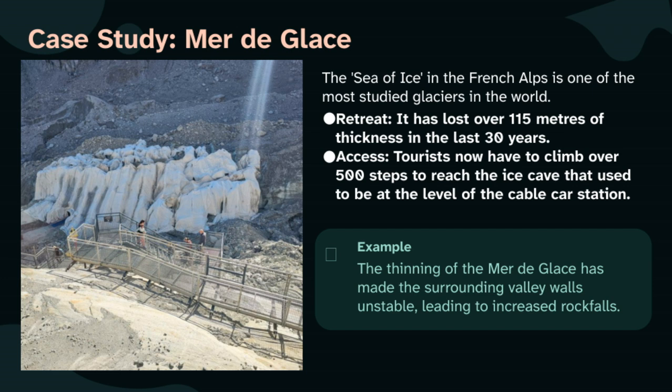Tourism has also been affected. Tourists now have to climb over 500 steps to reach the ice cave. In the past, the ice cave was much closer to the level of the cable car station. This is a very visual example of retreat. People can literally see that the ice is lower than it used to be.